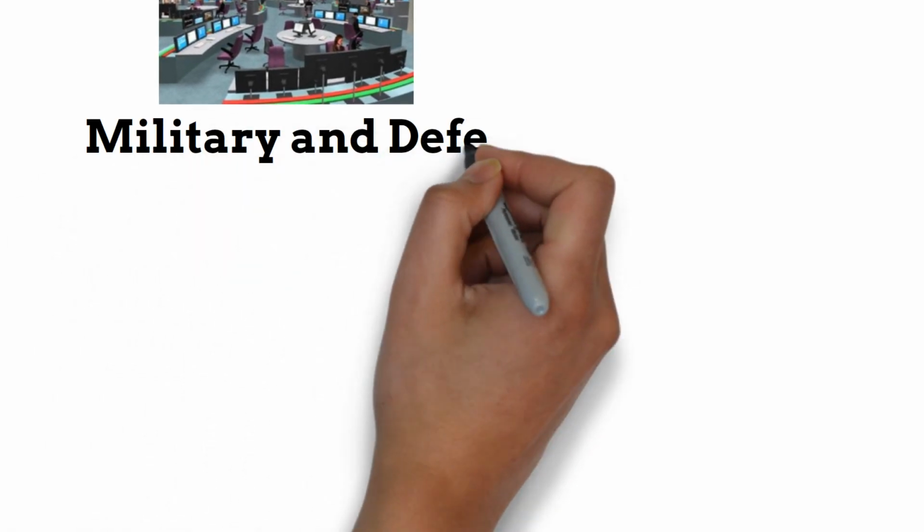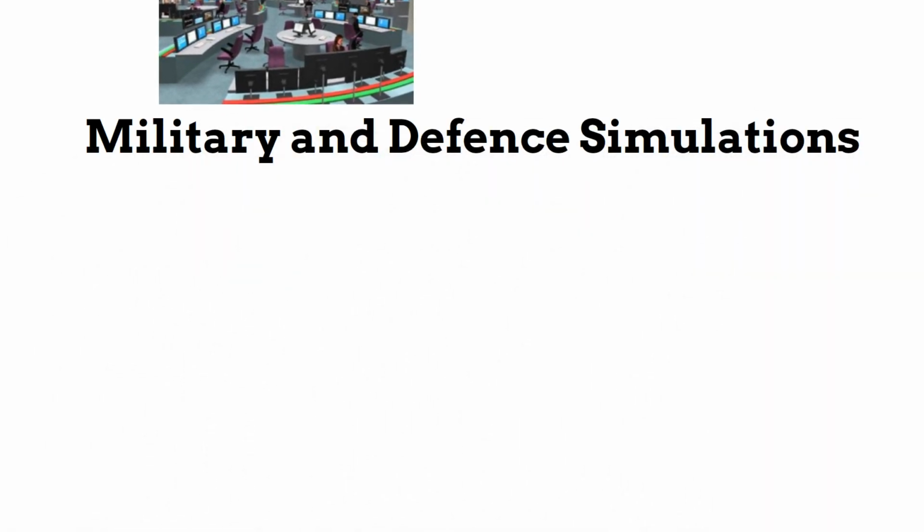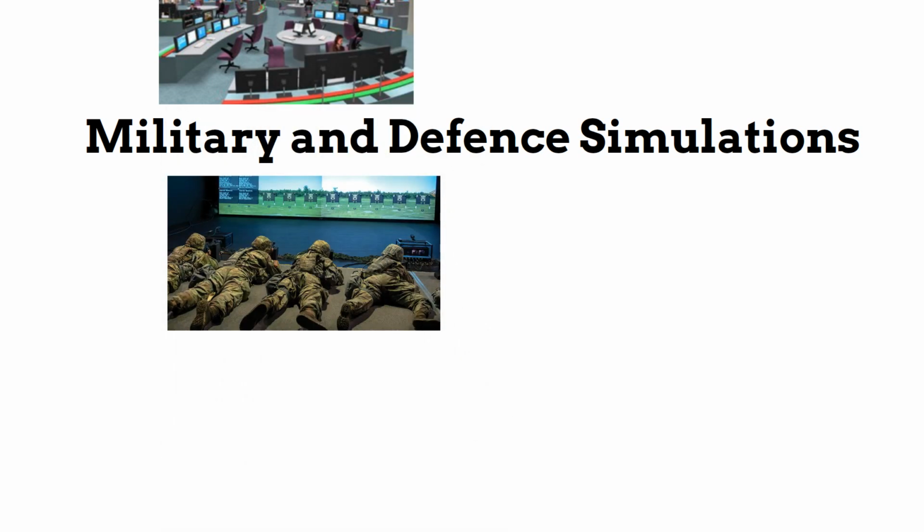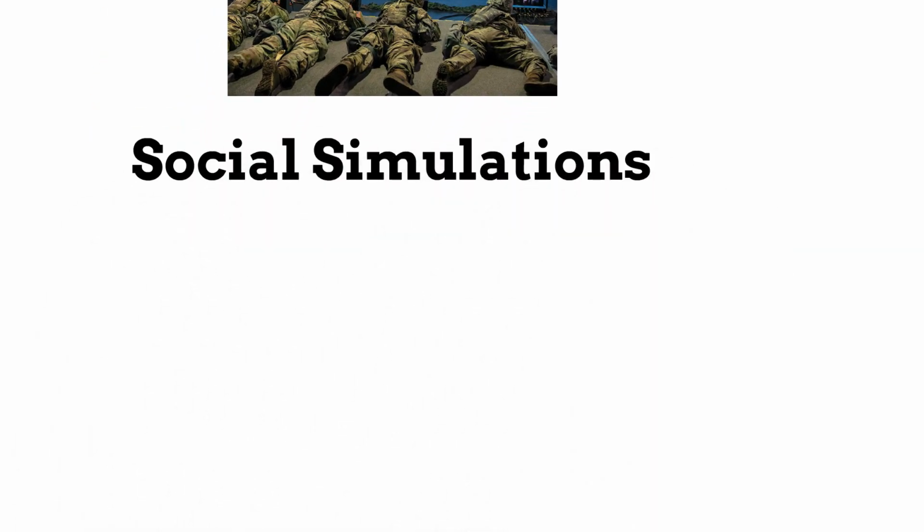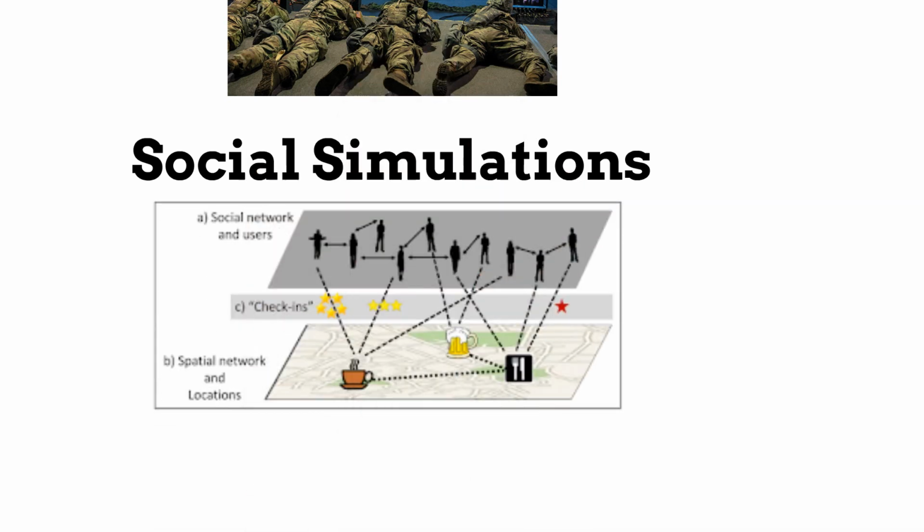Military and defense simulations. They simulate military operations, training, and strategy planning. For example, simulating military maneuvers and battlefield scenarios for training and strategic planning. Social simulations. They model human behavior, societal interactions, and complex adaptive systems. For example, modeling the spread of infectious diseases in a population to inform public health interventions.